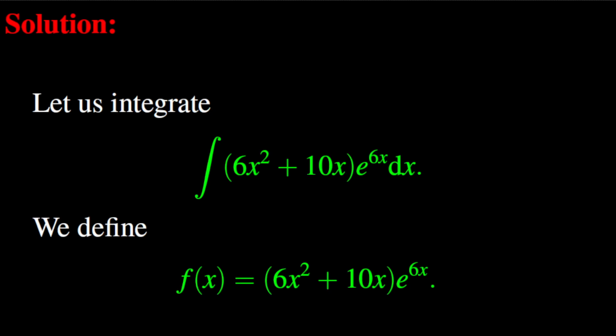Let us integrate the function 6x squared plus 10x times exponential of 6x. Observe that, at first glance we easily see that the function we have to integrate is a product of a nonlinear function, exponential of 6x, with a polynomial function 6x squared plus 10x.